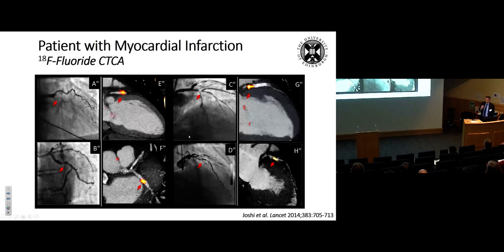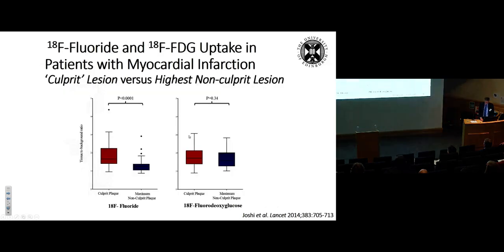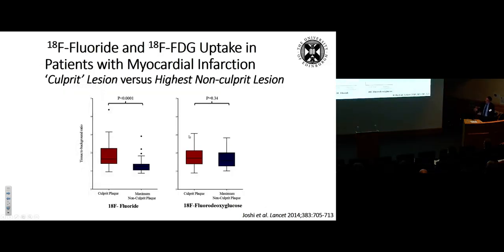And 93% of the time, we could identify the culprit plaque as defined by the interventional cardiologist in the cath lab. We're still arguing over a couple of those cases because we think they got the wrong culprit vessel, but that's another story. But when we look at the highest uptake, it clearly was able to identify the culprit plaque, sodium fluoride uptake, compared to the same patient who had disease elsewhere but didn't have the uptake in the other vessels.